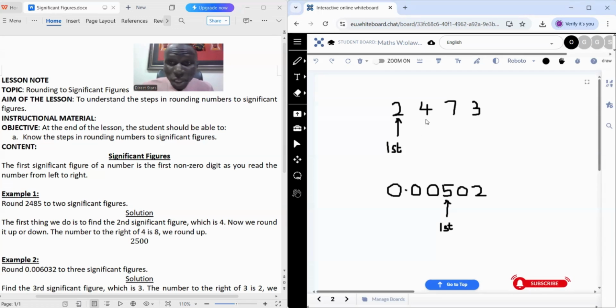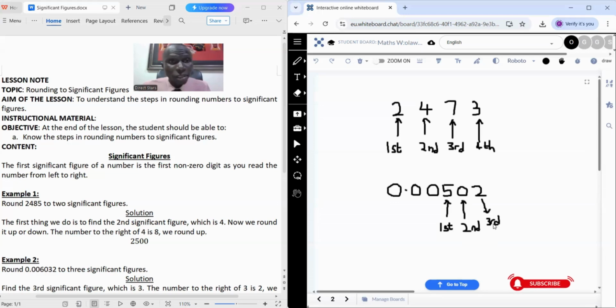So going back to 2,473, you can see that this 4 is the second significant figure. This 7 is the third significant figure. And this 3 is the fourth significant figure. And in this decimal number, you can see that 0 is the second significant figure. Why? Because it's to the right of the first significant figure. You can now say that this 2 is the third significant figure.